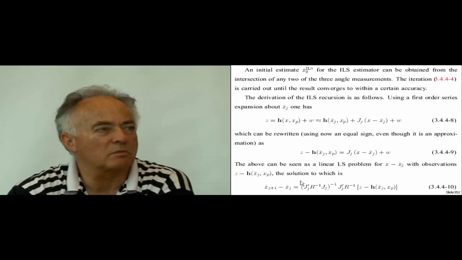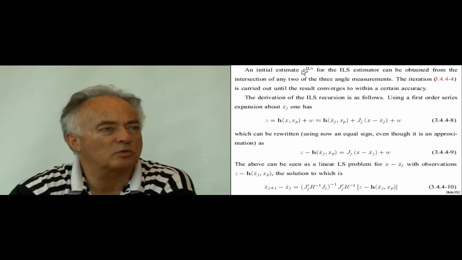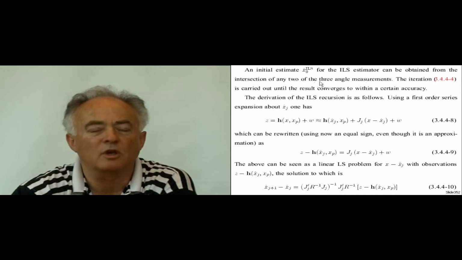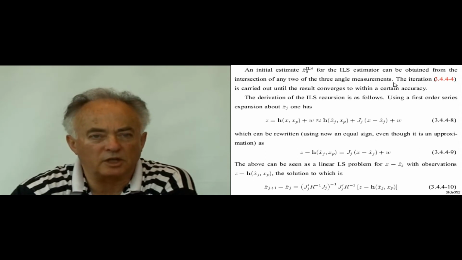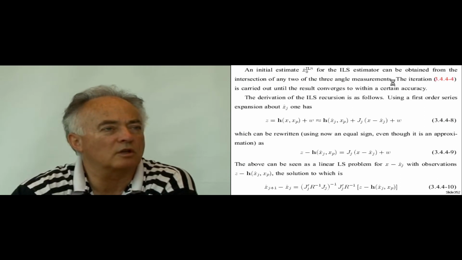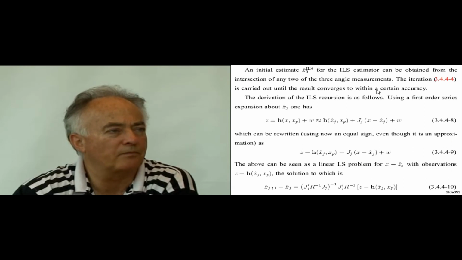The initial estimate in this iterated least squares estimator can be obtained from the intersection of any two of the three angle measurements. This is a simple triangulation, and this is easy to obtain using simple geometry and trigonometry. And then we iterate on our ILS until the result converges within a certain accuracy.